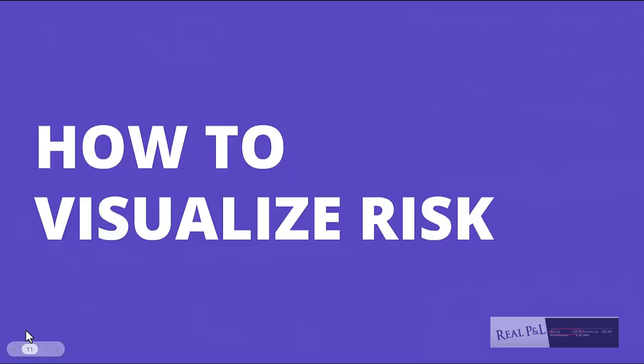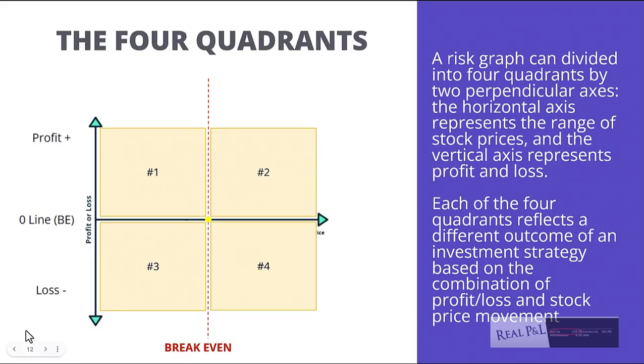How to visualize risk. There are four quadrants. A risk graph can be divided into four quadrants by two perpendicular axes. The horizontal axis represents the range of stock prices, right down here.